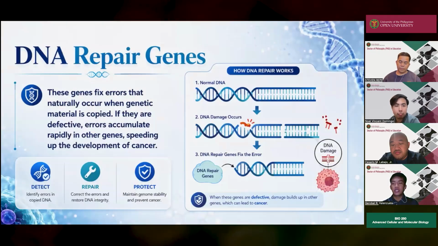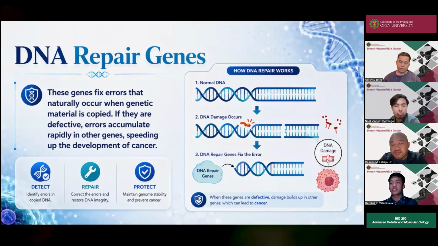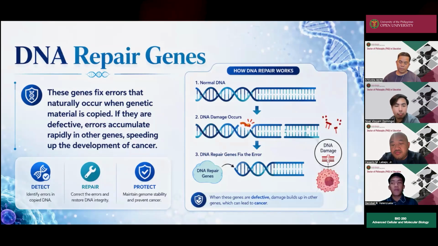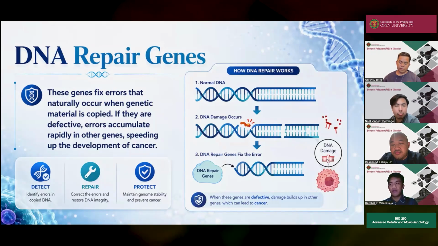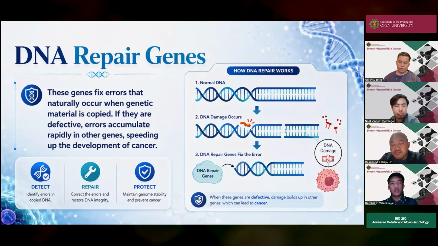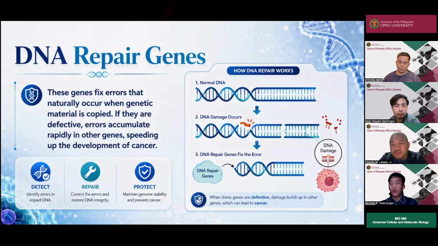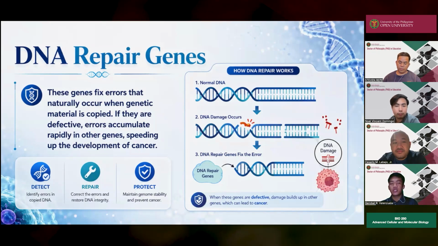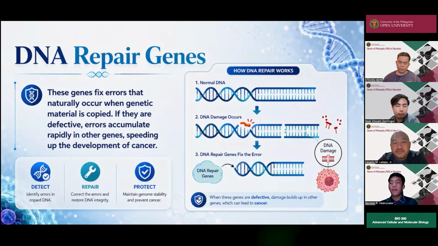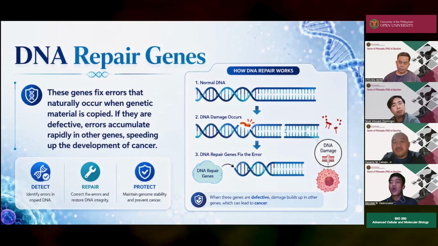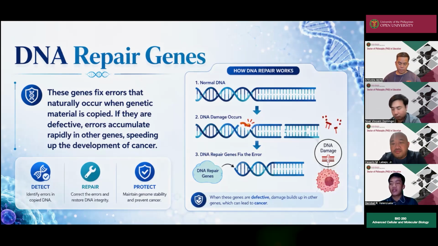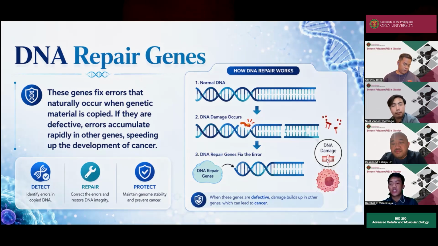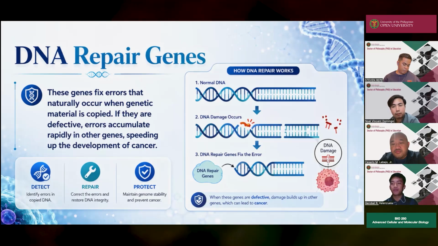Another cause is the DNA repair genes. These genes are very important. Every time a cell divides, DNA must be copied. Sometimes small errors happen during this process. DNA repair genes correct these errors, but if these genes are defective, mutations accumulate. Over time, this can make the cell unstable and increase the chance of cancer development.